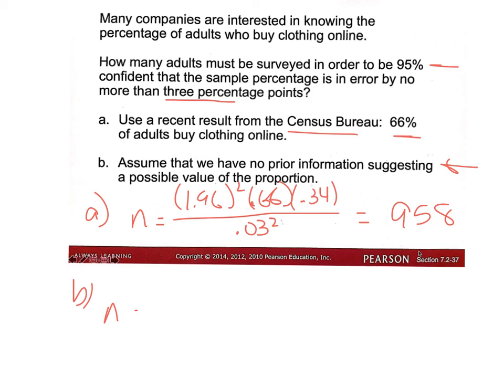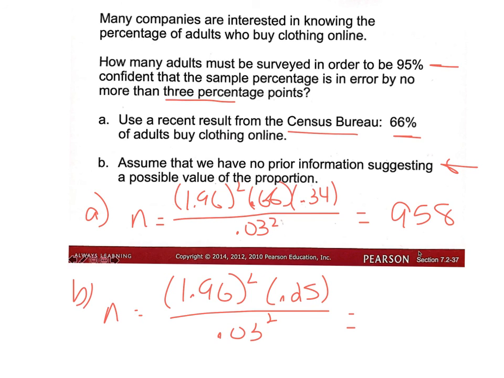Part B says, assume we do not have any info from the Census Bureau. To find the sample size in that case, still use 1.96, but because I don't know P hat and Q hat, you always substitute 0.25 in its place. The bottom's still the same, still 0.03 squared. I'm just going to punch that in just like last time: 1.96 squared times 0.25 divided by 0.03 squared, and I got 1067.11, so you round that up to 1068.